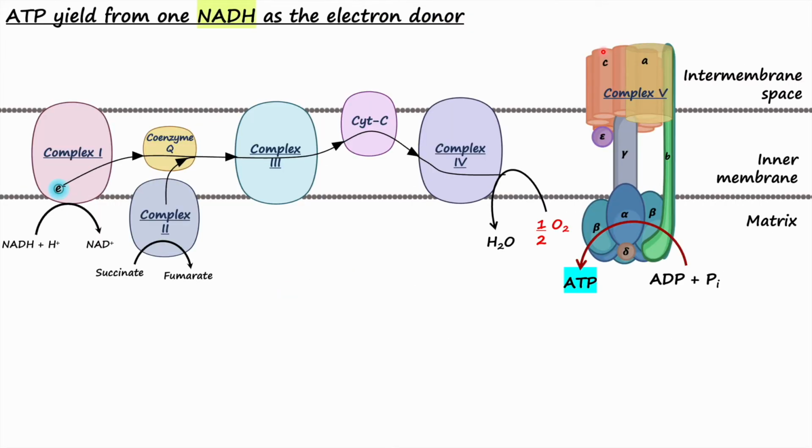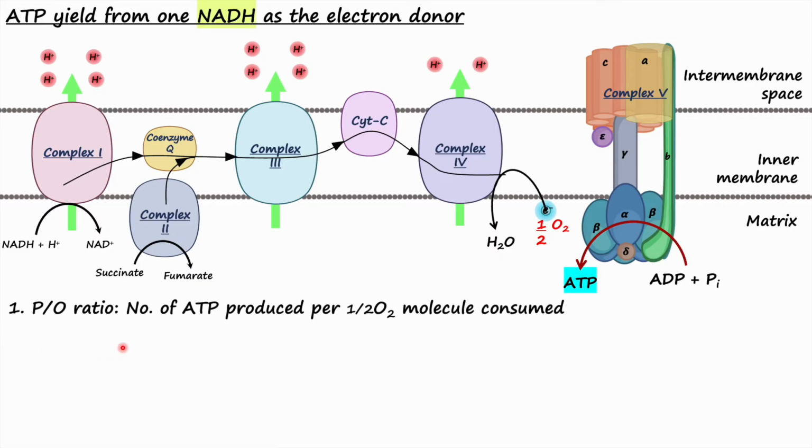Now, I also want to talk about the number of ATP generated from one NADH as the electron donor. So we learned that when NADH is oxidized, it loses electrons to the electron transport chain, and these electrons then travel from complex 1, complex 2 all the way down to oxygen, and during the process, the protons are pumped out from the mitochondrial matrix into the intermembrane space. The number of ATP synthesized is calculated based on the P/O ratio, and the P has to do with the number of phosphorylations of ADP to make ATP from one oxygen atom consumed.